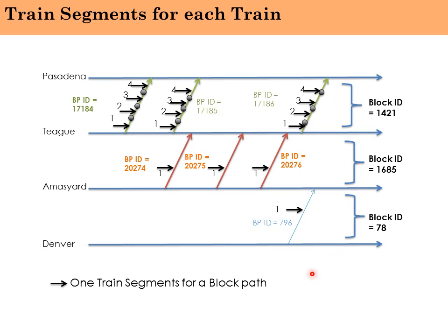So this is the diagrammatic representation showing the train segments for each block path. So we can see here that between station T and Pasadena there are 3 block paths, and each block path has 3 mid stations, that is intermediate stations, which constitute 4 train segments. Now this shows that there can be a single train that runs from T to Pasadena, stopping at these 3 intermediate yards, or there may be 3 different trains connecting T to this intermediate station and further until it reaches Pasadena.